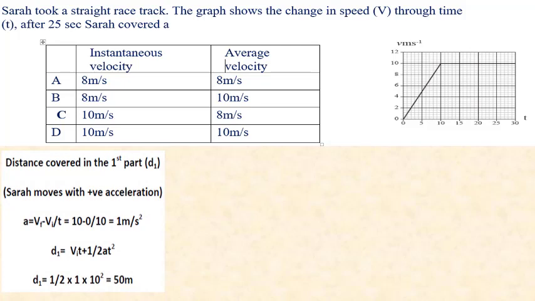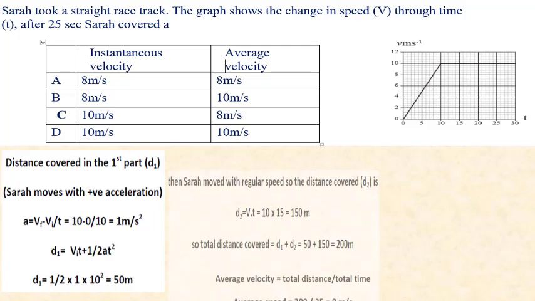Okay, the distance covered by Sarah in the first part of this graph: the final velocity is 10 meters per second. I can get the acceleration, Vf minus Vi over time. Vf was 10, Vi 0, divided by the time 10 seconds, so the acceleration is 1 meter per second squared. Displacement, I can get it from the second equation of motion, Vi t plus half a t squared, it will be 50 meters. So Sarah covered 50 meters in the first 10 seconds.